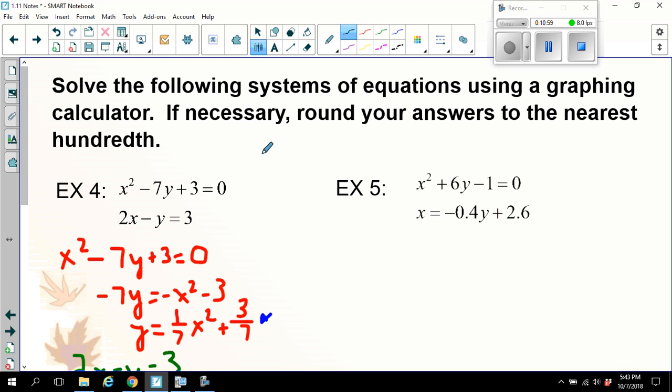Okay, hopefully you paused the video to try the problem. We're going to go ahead and do it together so you can see if you got the correct answer. Okay, step 1 is to change both our equations so it's y equals. So the first one, we got to change x squared plus 6y minus 1 equals 0. So we will have to change that. I'm going to rewrite it.